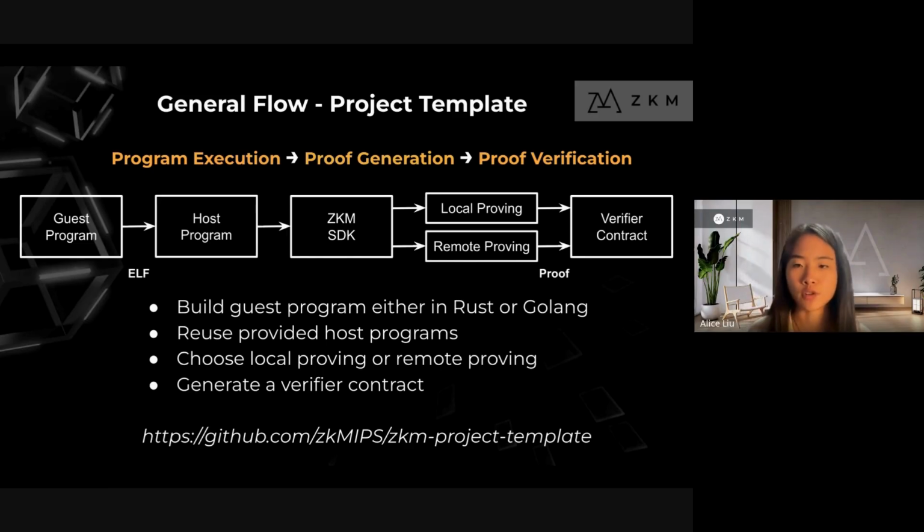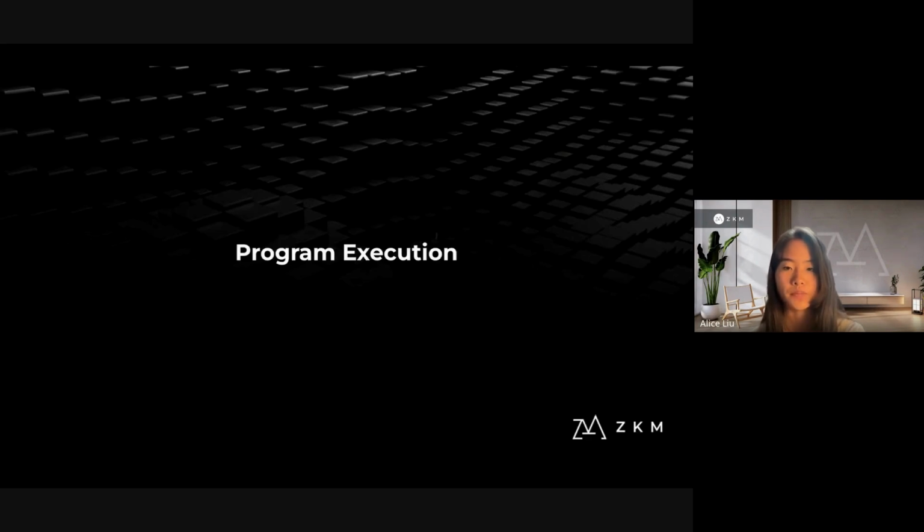So local proving, you generate that proof using your own local hardware, which is like client-side proving. Remote proving, you could delegate your proof to zk's prover network. So basically outsourcing your proof generation. And that's more beneficial, especially if you have any kind of heavier computations that you want to generate proofs for. And then from there, you can generate a verifier contract.